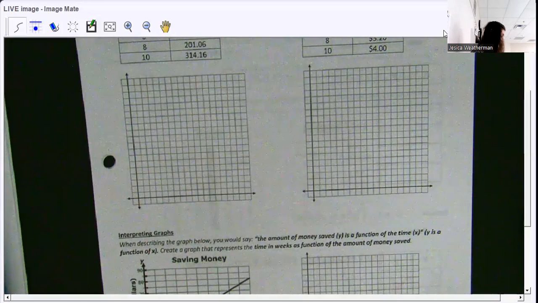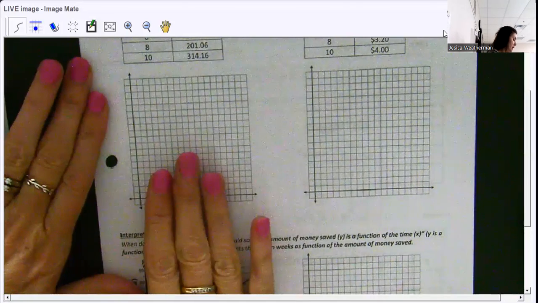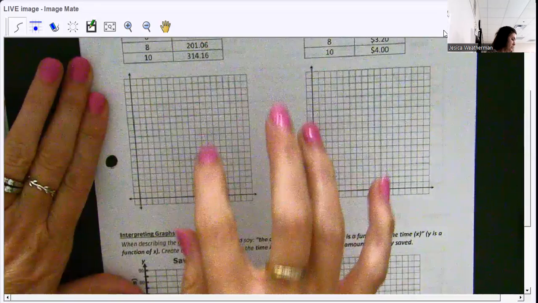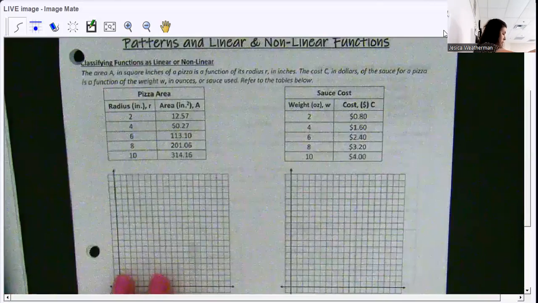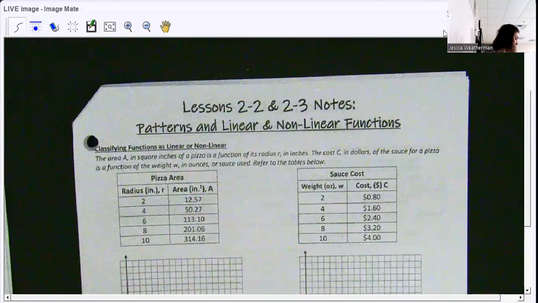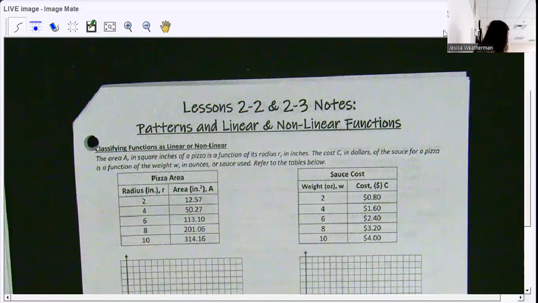And this one, basically what you're going to be doing is taking this situation and creating graphs that represent the table and the situation. So let's look at the situation first. It says the area in square inches of a pizza is a function of its radius, R, in inches. The cost C in dollars of the sauce for a pizza is a function of the weight W in ounces of sauce used. Refer to the tables below. So we have 2 different situations, or 2 different comparisons, but the same situation.